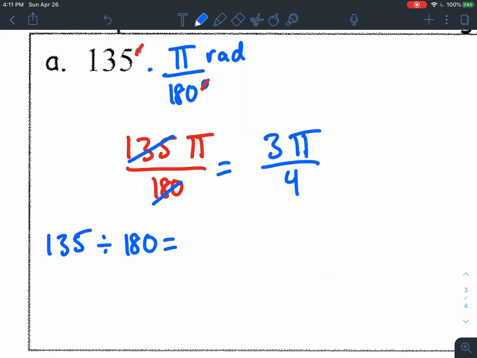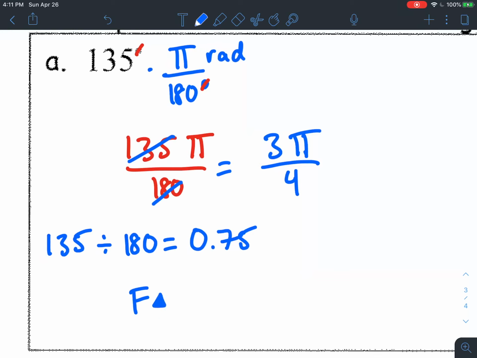135 divided by 180, we get 0.75. I should have known that from the fraction. 0.75. Not always that pretty. Sometimes they're ugly.